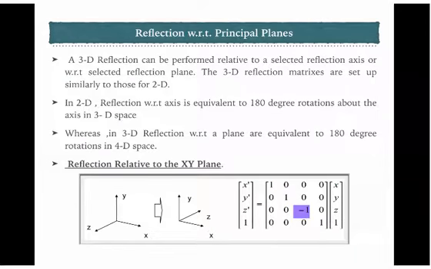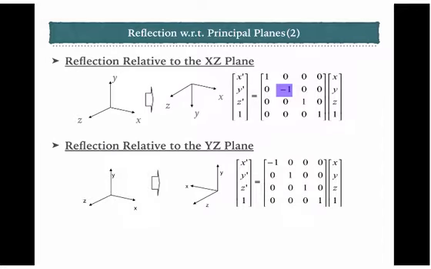Reflection with respect to principal planes. 3D reflection can be performed relative to a selected reflection axis or with respect to a selected reflection plane. The 3D reflection matrices are set up similarly to those of 2D. In 2D, reflection with respect to an axis is equivalent to a 180 degree rotation about the axis in 3D space, whereas 3D reflections with respect to a plane are equivalent to a 180 degree rotation in 4D space. Given below are the reflections related to the xy, xz, and yz plane respectively.